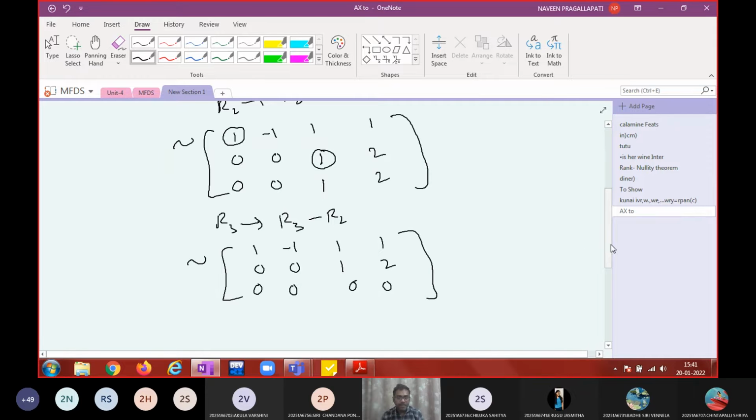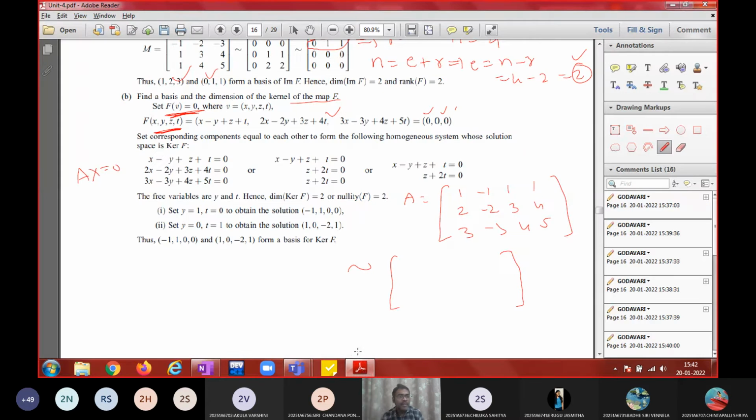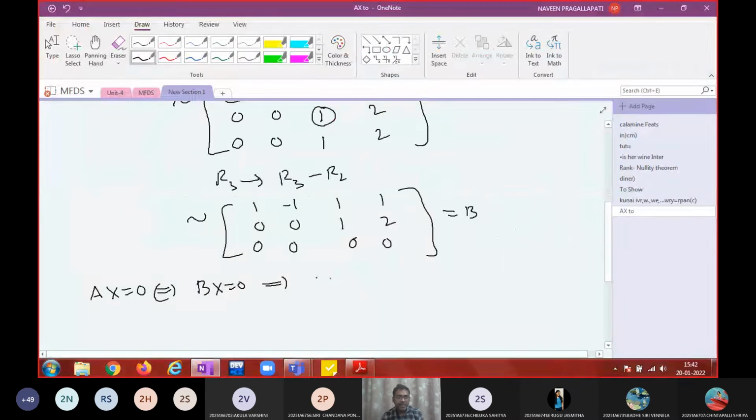So AX equal to 0 means, call this B. So this is equivalent to saying that BX equal to 0. That means, this into x, y, z, t. What are the variables used here? x, y, z, t. That means x minus y plus z plus t equal to 0, z plus 2t equal to 0.